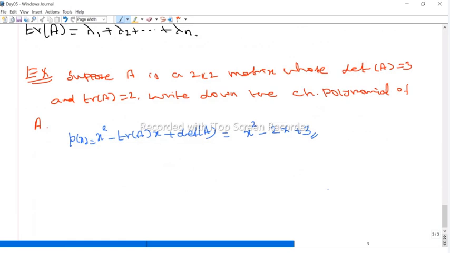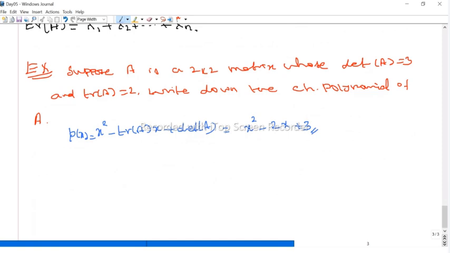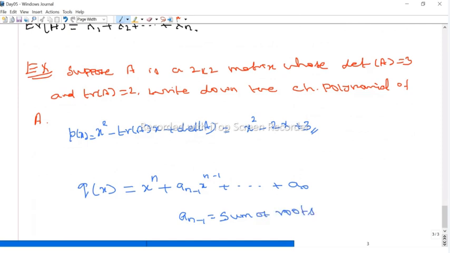In general, suppose you take 3 by 3 matrices, and as you studied in school days, the sum of the roots is related to the coefficient of x power n minus 1. If you take a polynomial q of x of nth degree, a monic polynomial, we write x power n plus a n minus 1 x power n minus 1 plus and so on, plus a naught. Now, as you studied in school days, this a n minus 1 is nothing but the sum of the roots.